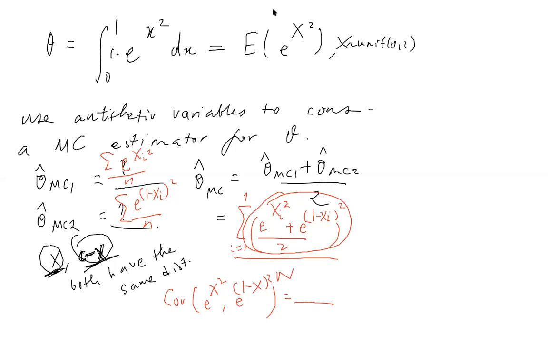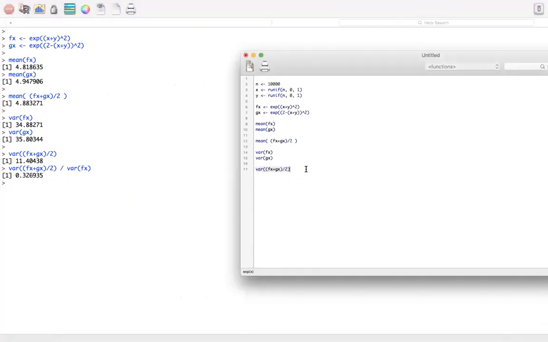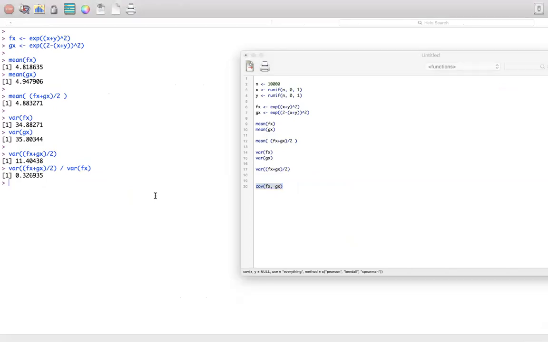So let me show you. Go back to the desktop. Okay. So in fact, I can actually look at the covariance of the two antithetic variables. Okay, I can compute this. In fact, for the previous example, you can see the covariance is minus. Okay.